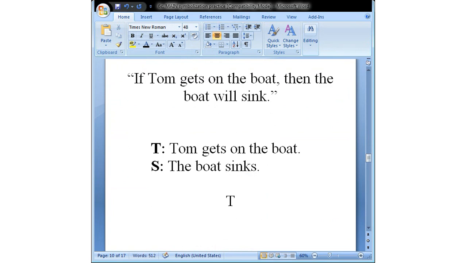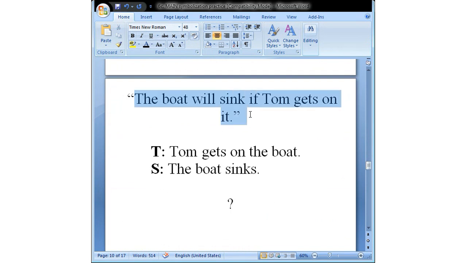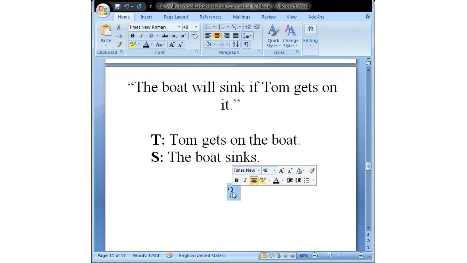Fairly easy. If T, then S. That's it. You got it. The boat will sink if Tom gets on it. How do we symbolize that? The boat will sink if Tom gets on it. Again, if T, then S.